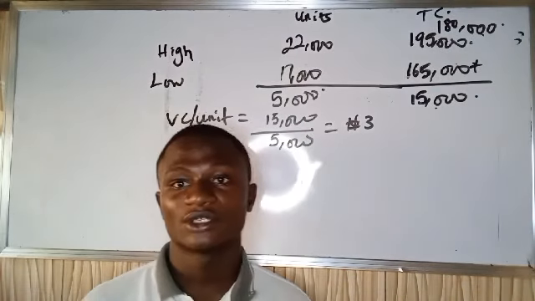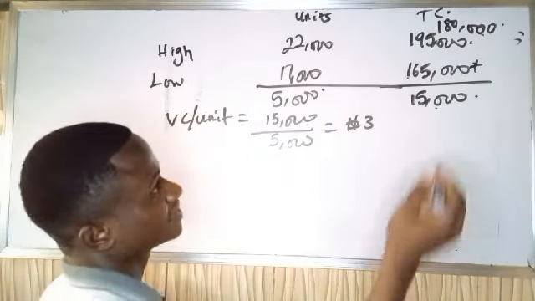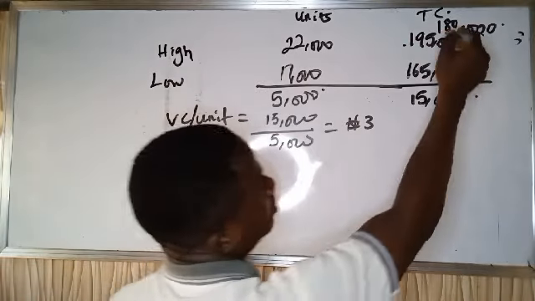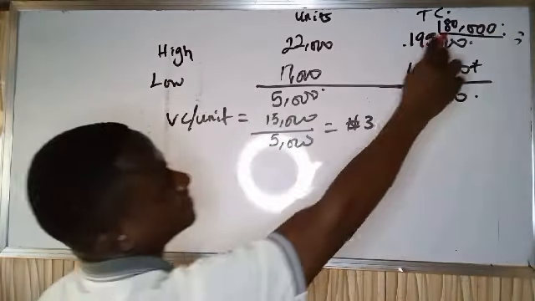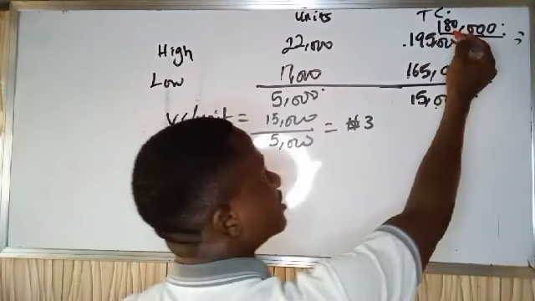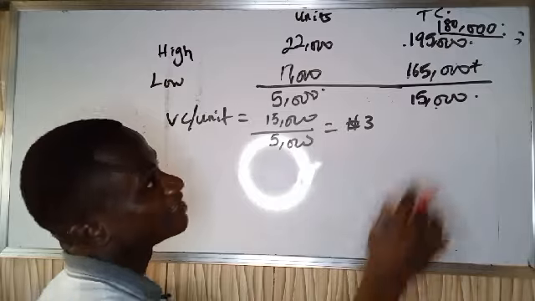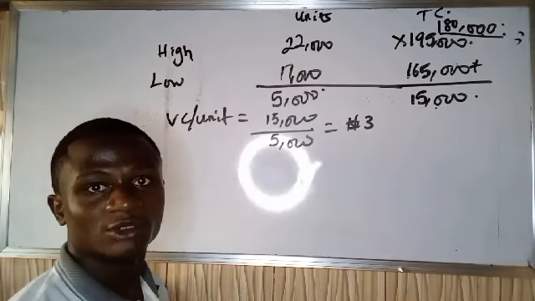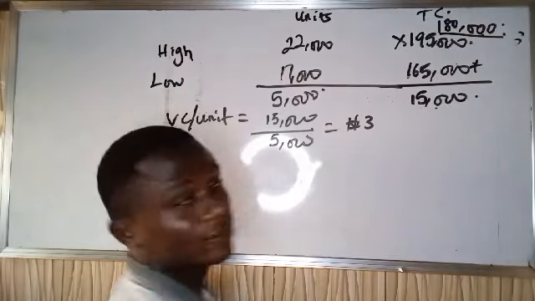Let's get our fixed cost. Don't forget that this is our total cost, because we've adjusted this 195,000 to 180,000, because 180,000 is what we used to get this 15,000. So this 180,000 is now our new total cost. We're not going to be using this 195,000 anymore, but we are reckoning with this 180,000.